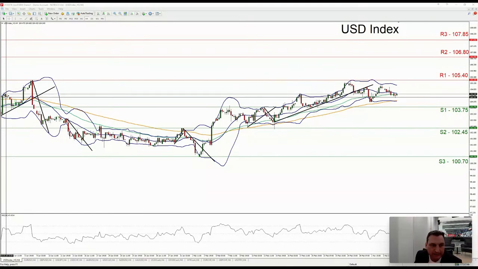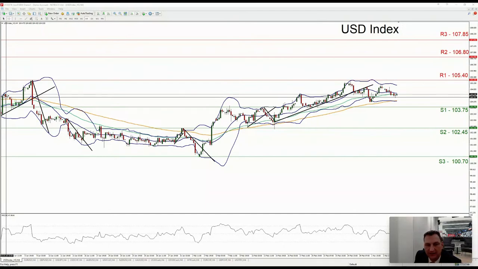So on the one hand, we have the drop of the NFP figure, which could be disappointing for USD traders and could weaken the US dollar. On the flip side, we have to recognize that should the unemployment rate remain at 3.4% and the average earnings accelerate, that could imply that the Fed's going to remain hawkish. So it's going to be interesting to see how the actual release is going to be affecting the US dollar.